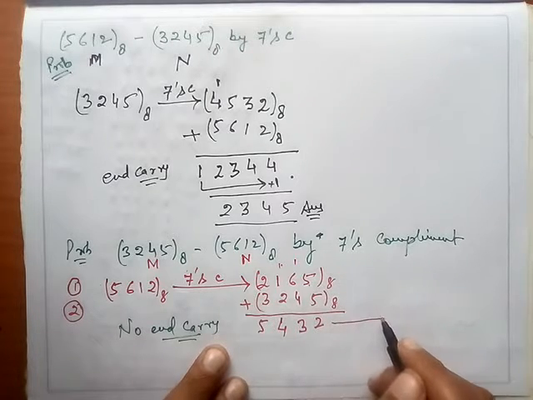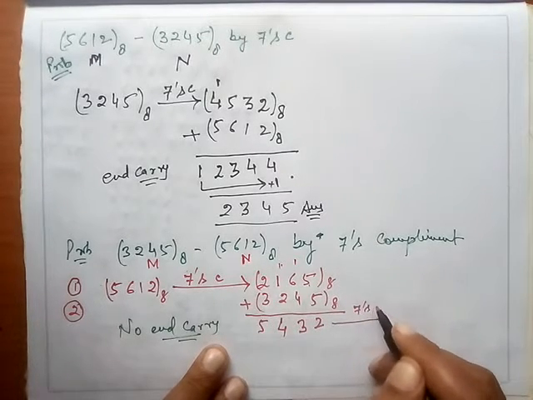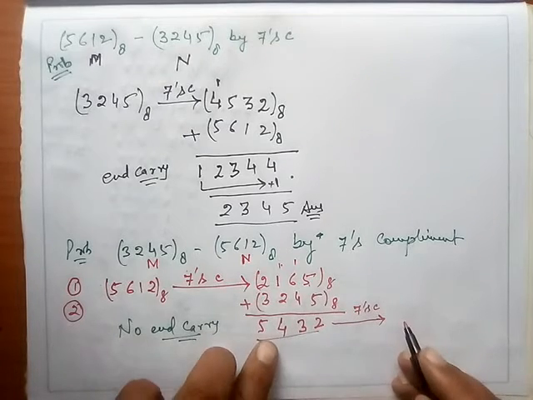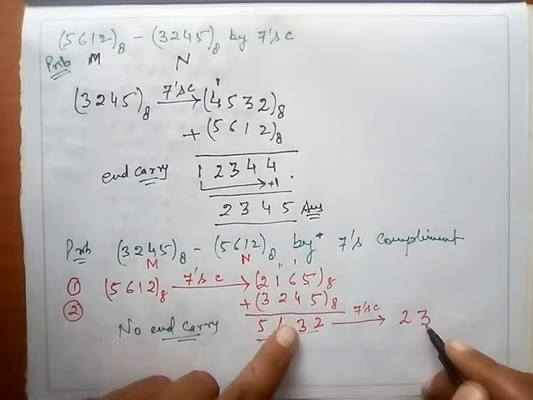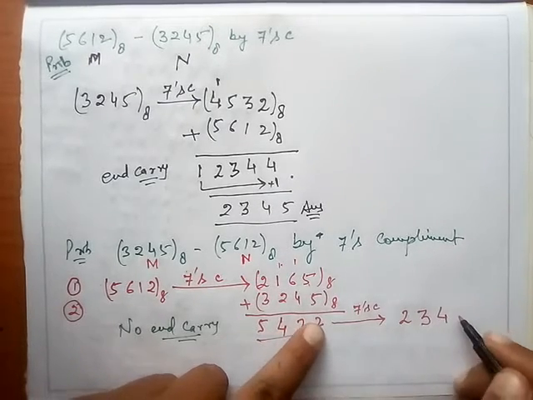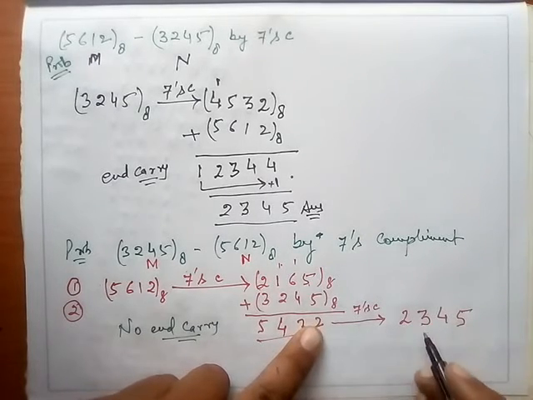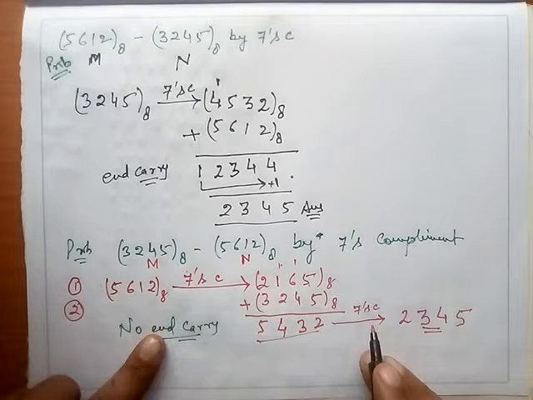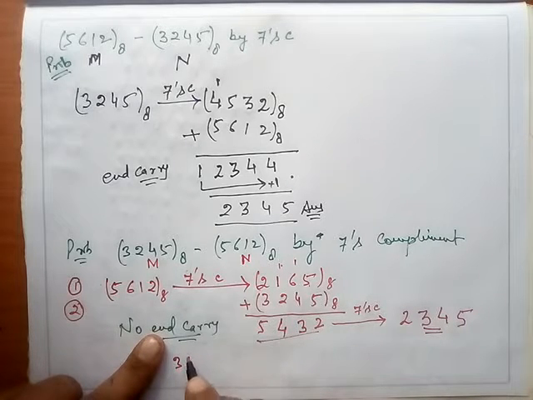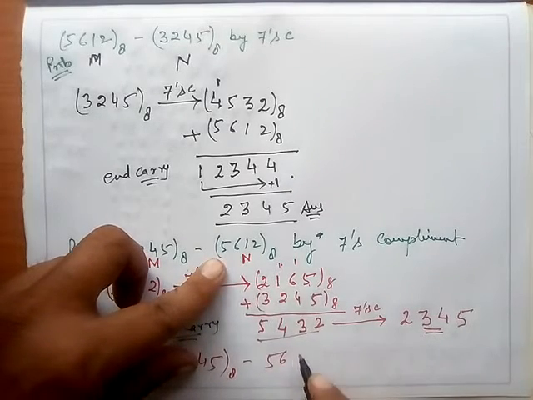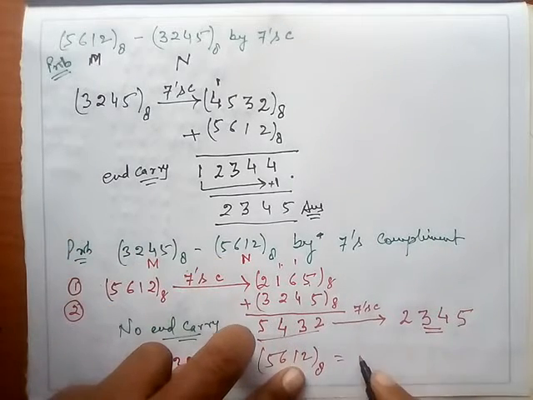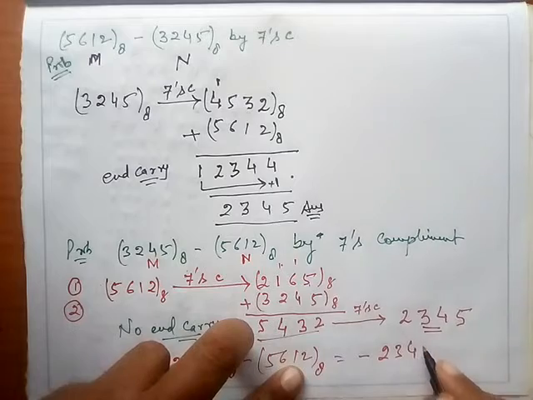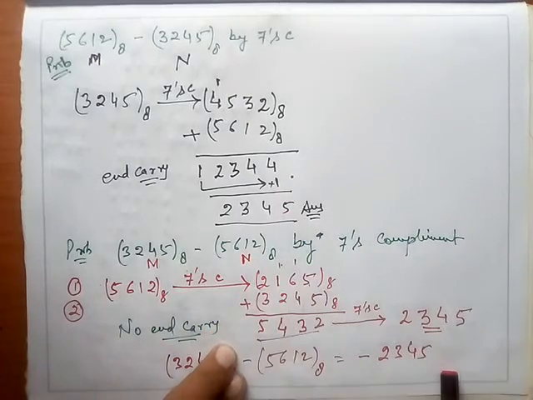and it is obtained by taking again the 7's complement of this summation which I got here. So I'll take the 7's complement of this. 7 minus 5 is 2, 7 minus 4 is 3, 7 minus 3 is 4, and 7 minus 2 is 5. But it will be with a negative sign because no end carry is generated. So I can say that this 3, 2, 4, 5 in base 8 minus 5, 6, 1, 2 in base 8 is equal to minus of 2, 3, 4, 5. So I obtained the same result with a negative sign here.